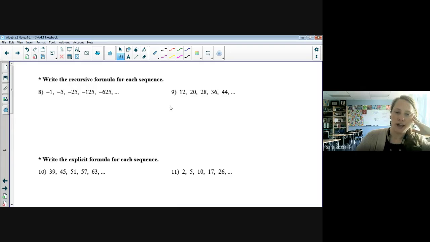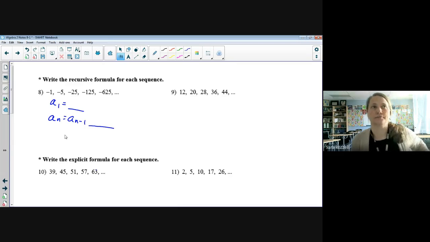Okay, so on number 8 and 9, we are writing recursive formulas. That's where we have to put the first term and the change. And the other ones will do the explicit, where it's just an equation. So on number 8, we need the first term. So since it's recursive, we have to put this, and then we have to do this with the change. So all we have to fill in is what the first term is and what the change is. So we have to figure that part out.